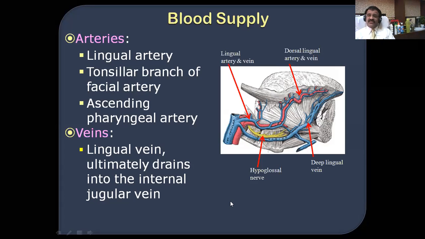Now, venous drainage of the tongue is carried out by the lingual vein, which ultimately drains into the internal jugular vein. So the lingual vein is the only prominent vein which drains the blood from the tongue as far as venous return is concerned.